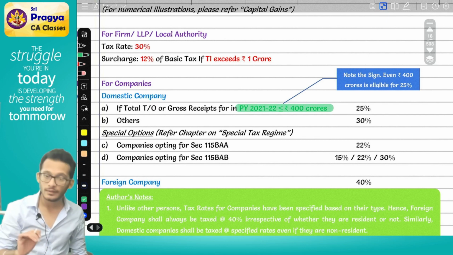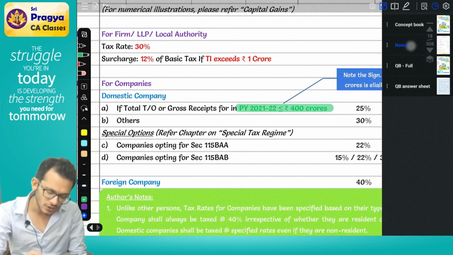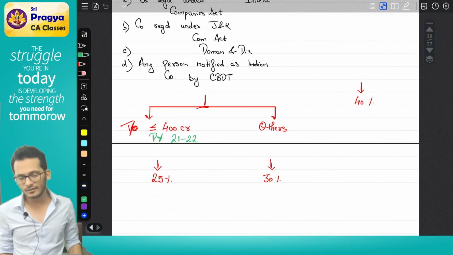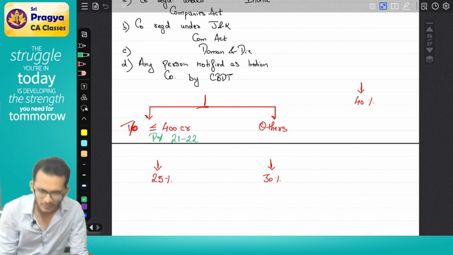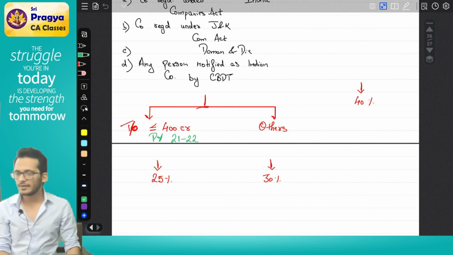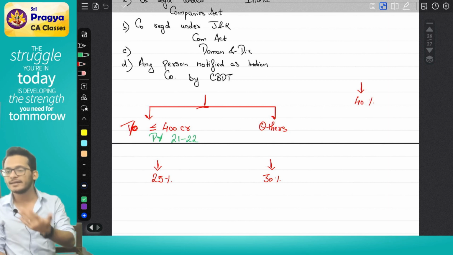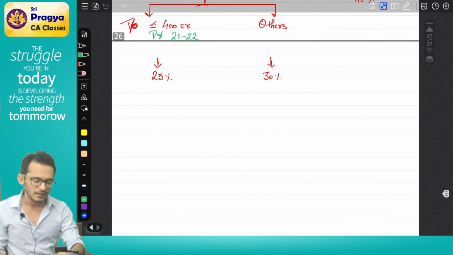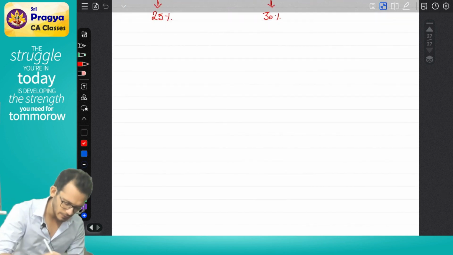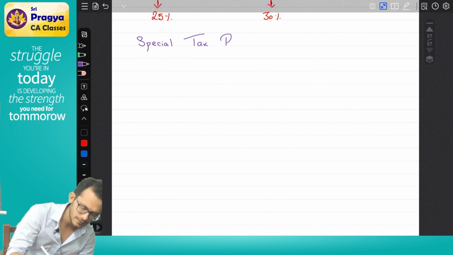Perfect. Now, like I told you, it is not just enough for you to read the normal rates, because back in 2020, government introduced new regimes, and therefore these rates are okay relevant but not very relevant. These rates are called special tax regimes.